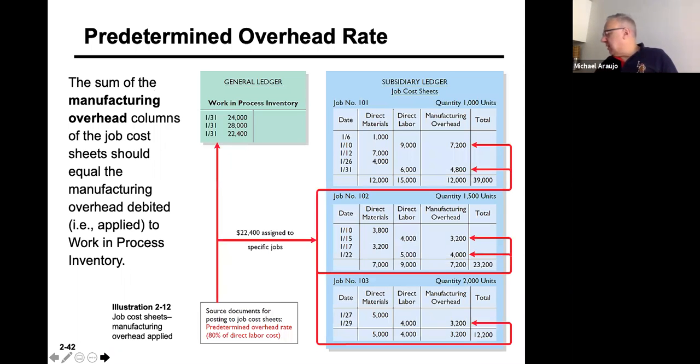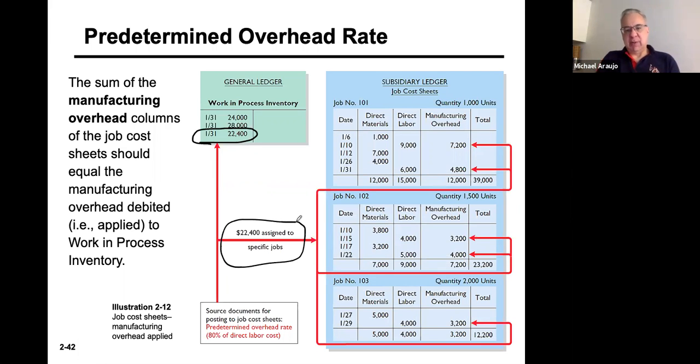How it looks in the bigger picture, and this is on the next page, 59, is now that we have assigned $22,400 in total overhead costs, we have to assign them to specific jobs. Okay. And so, again, it's relatively simple to figure out. Direct manufacturing overhead is 80% of direct labor costs.